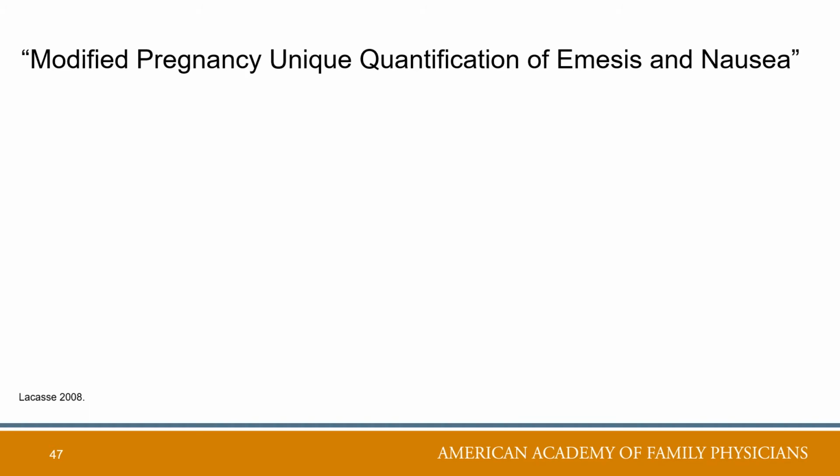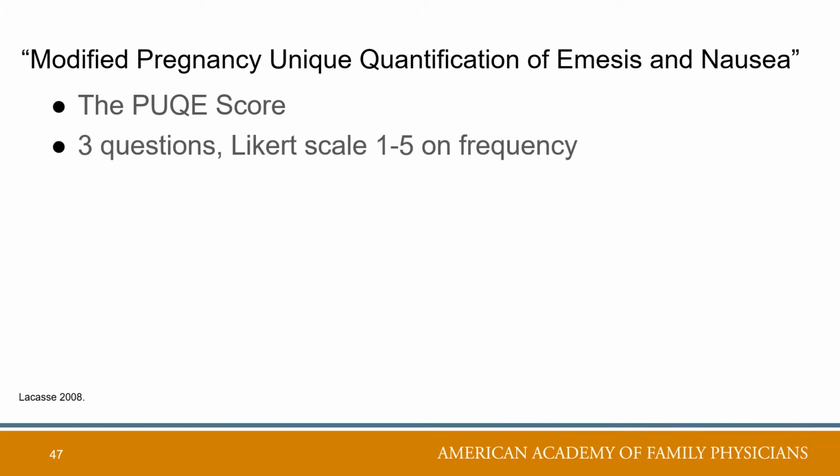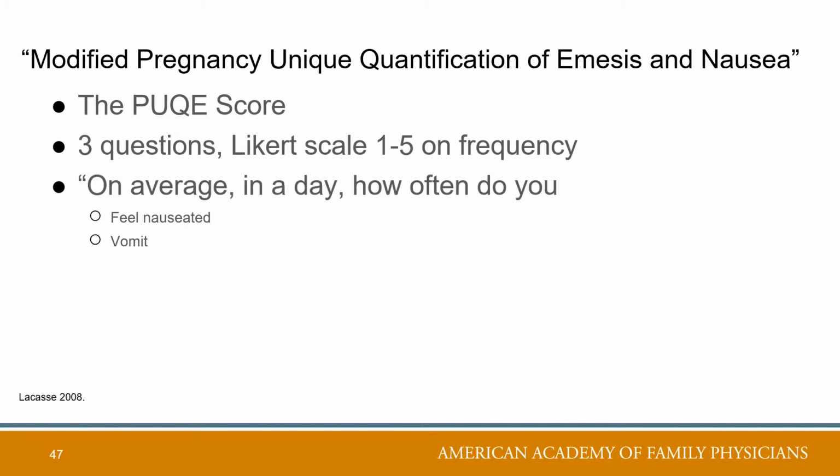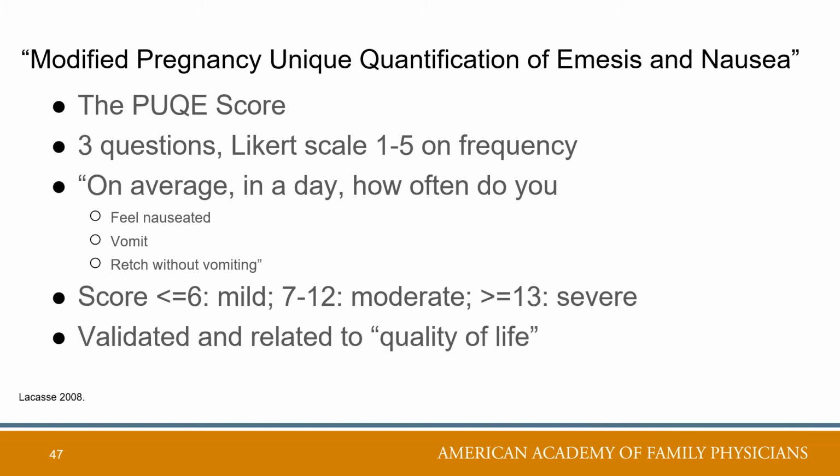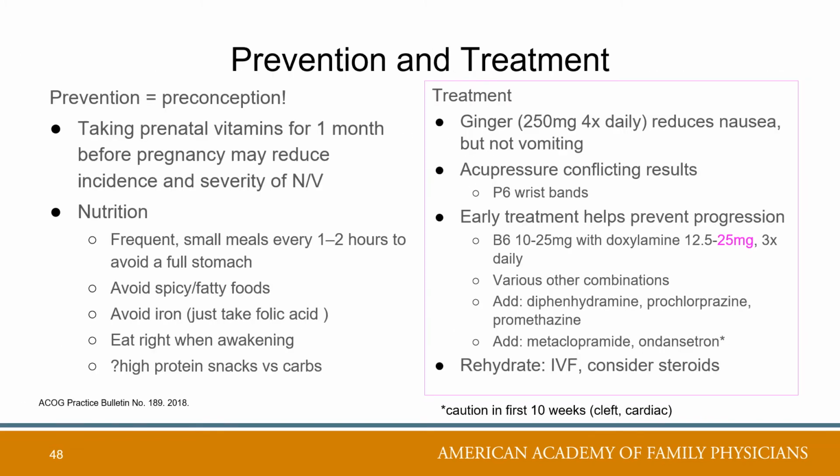It's helpful to think about a scoring system that can be useful. The modified pregnancy unique quantification of emesis and nausea is a validated tool that can be used to think about the risk for hyperemesis gravidarum in a pregnant patient. This score has 3 questions, which is essentially a Likert scale of 1 to 5 on frequency. It reads, on average in a day, how often do you feel nauseated, vomit, retch without vomiting? A score under 6 is considered mild, 7 to 12 is moderate, and greater than or equal to 13 is considered severe. This can help you think about how much this problem is affecting a patient's quality of life.